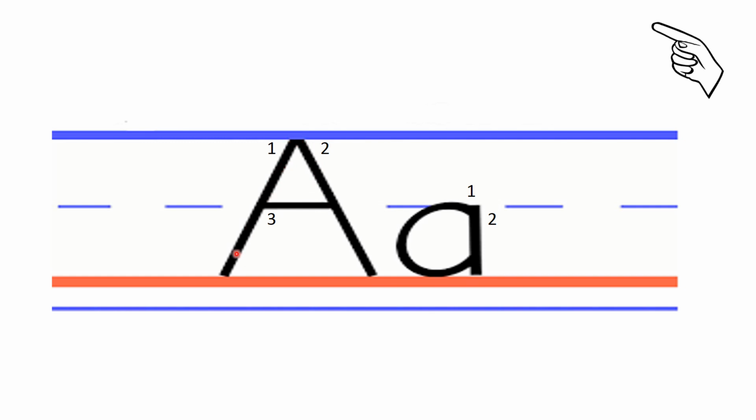1, 2, 3. Small letter A, start here. 1, make a curve. 2. Again, 1, 2. Okay, so practice writing letter A on your paper and use this as your guide.